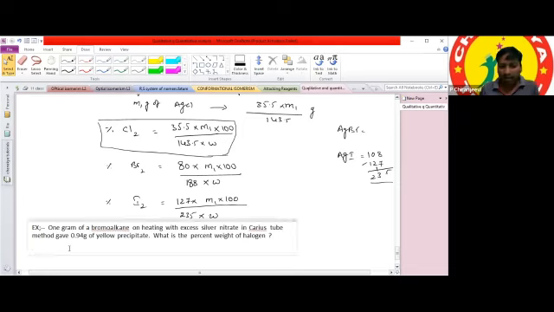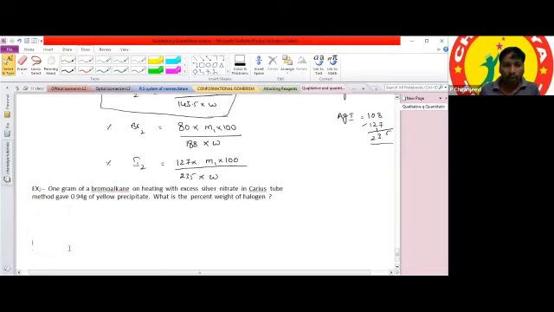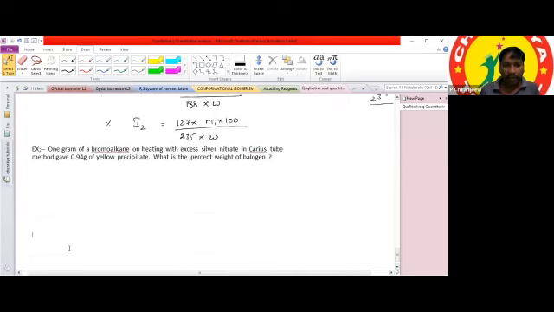What is the question I had given? 1 gram of bromoalkane on heating with excess of silver nitrate in a Carius tube gave 0.94 grams of the yellow color precipitate. What is the percent weight of the halogen?